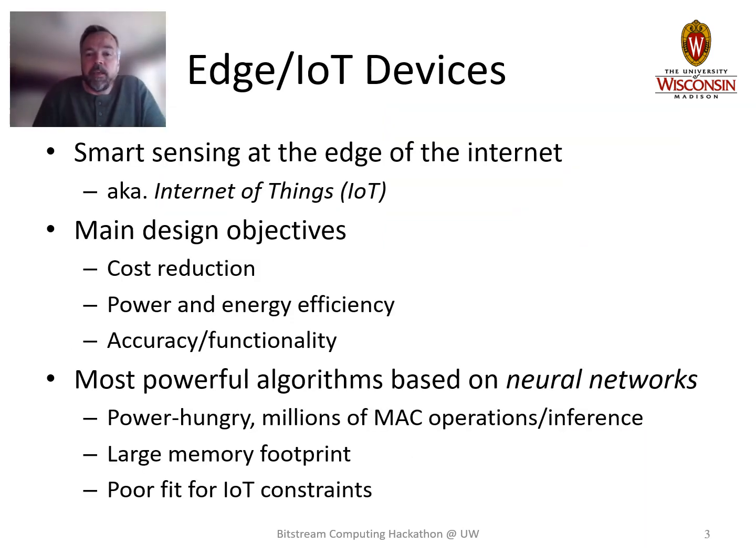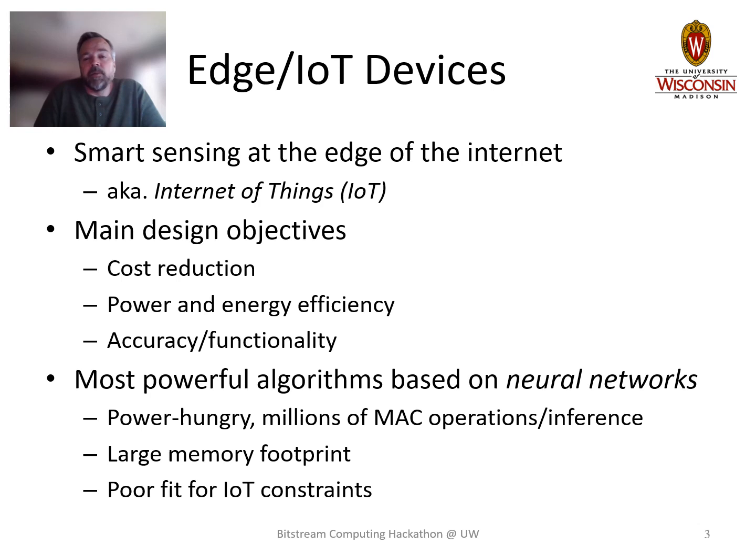So the scope of our investigation in this hackathon really is what are known as edge or IoT devices. These are devices that, again, have some kind of sensor typically attached to them, maybe more than one, and they're responsible for monitoring what's going on in the real world. And we have to build them in such a way that the cost is reduced as much as possible, so they're inexpensive and can be deployed all over the place. Oftentimes, we're very concerned about power and energy efficiency, particularly if the devices are battery operated. And of course, we care a lot about accuracy and functionality for these devices as well.